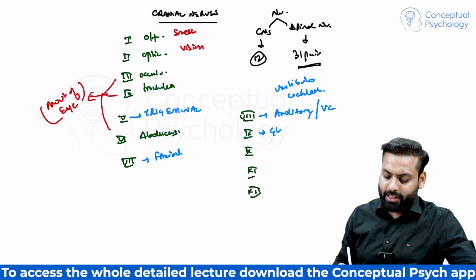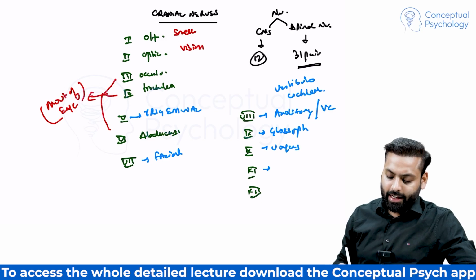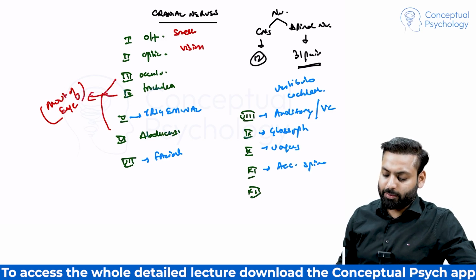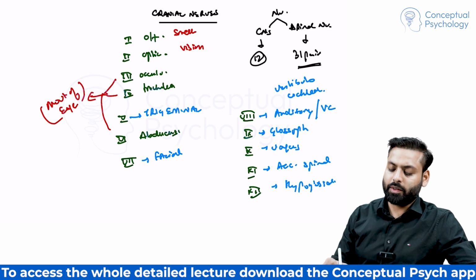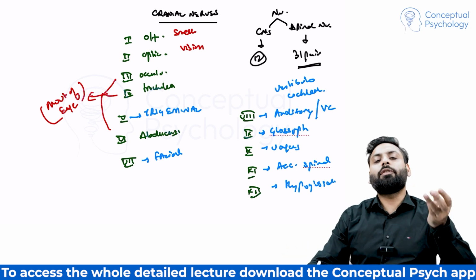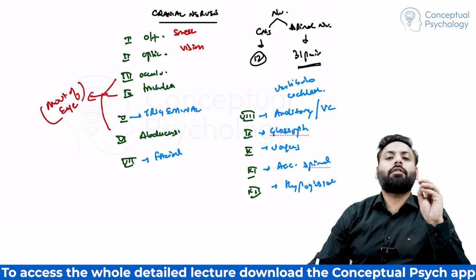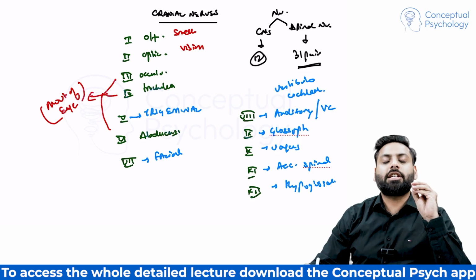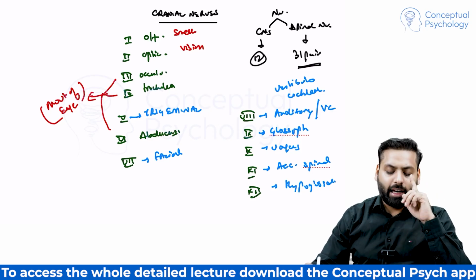Ninth is glossopharyngeal. 10th is vagus. 11th you don't have to remember, accessory spinal. 12th is hypoglossal. Okay. So if we talk about olfactory nerve, which sensation will it carry?